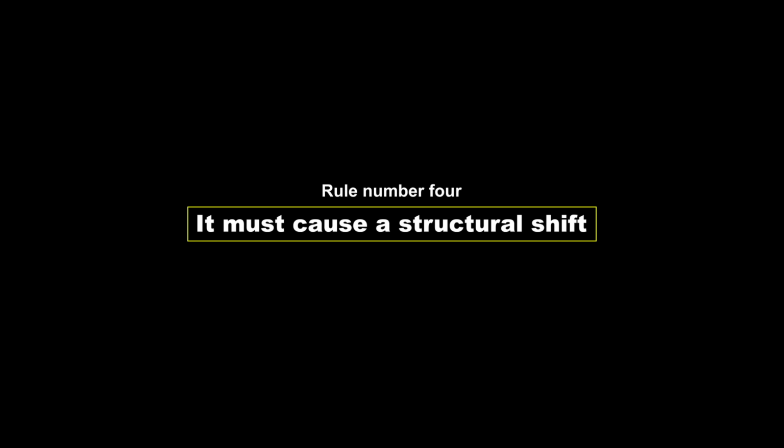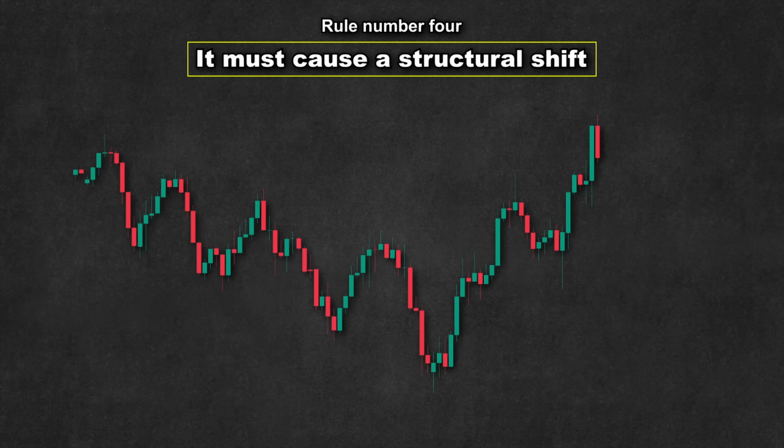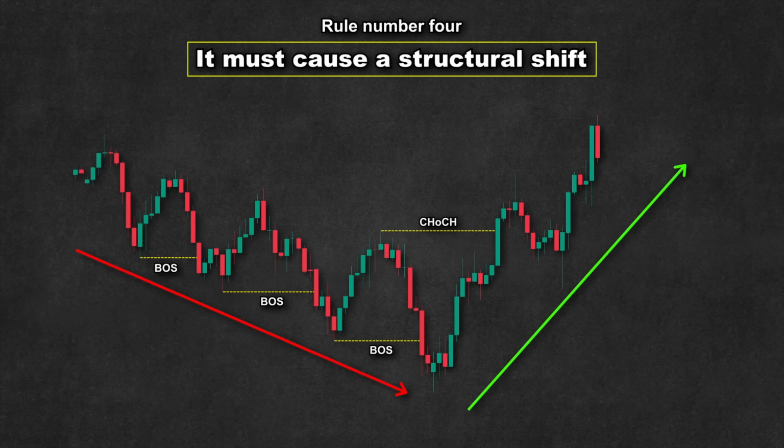And rule number 4, it must cause a structural shift. A valid order block has to lead to either a break of structure or a change of character. These structural breaks are critical because they tell us whether the market intends to keep moving in the same direction or if a reversal is coming. Without that structural confirmation, you're just marking random candles on a chart.